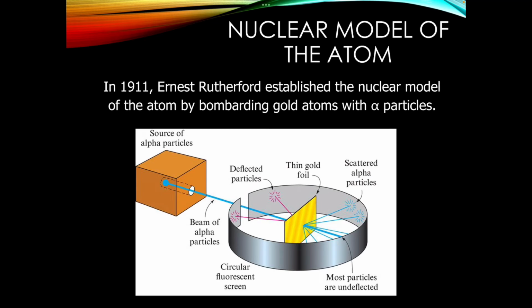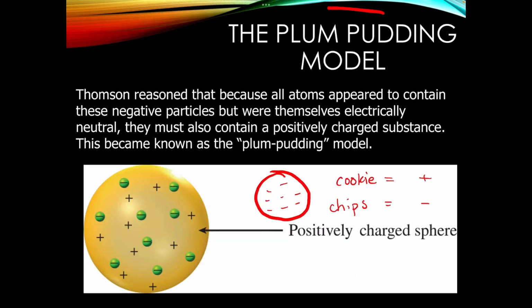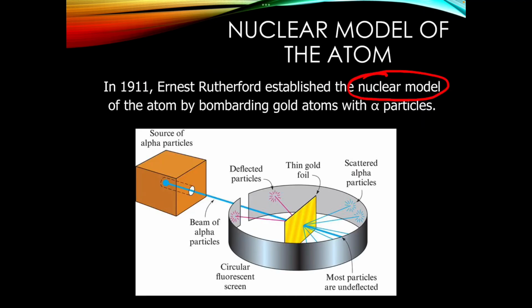All right, flash forward a bit more. More people studying the atom. The next one that's really important, though, is Ernest Rutherford. Okay, he is credited with discovering the nuclear model of the atom. Okay, J.J. Thomson, plum pudding model. Rutherford, the nuclear model.